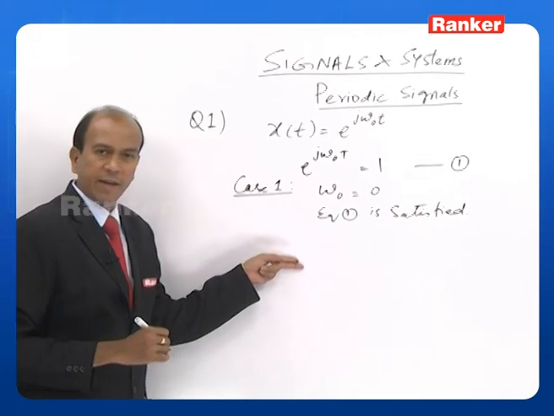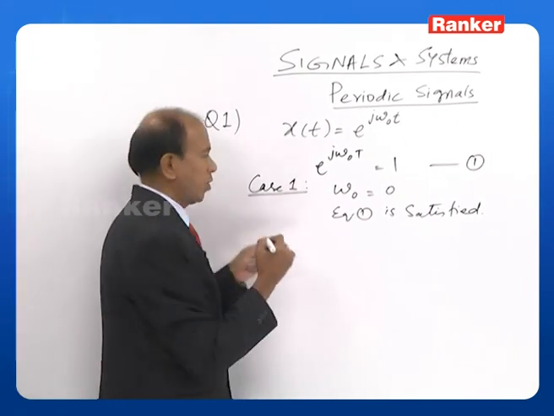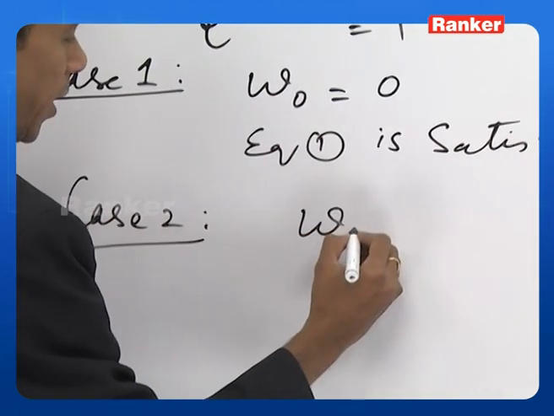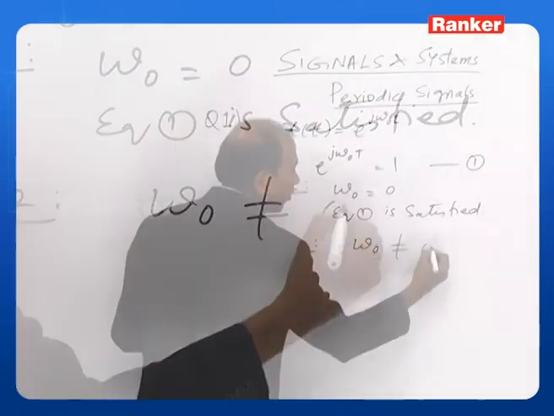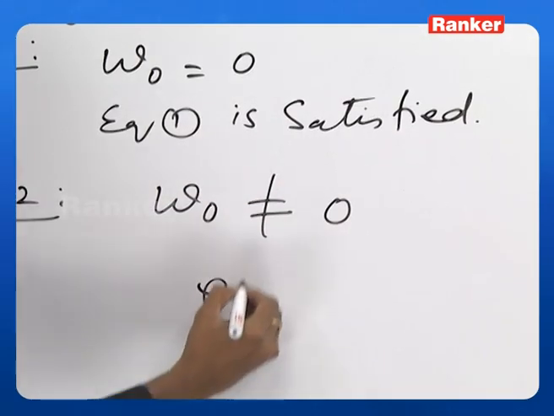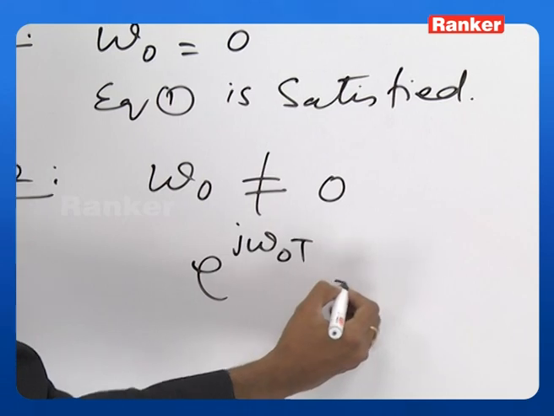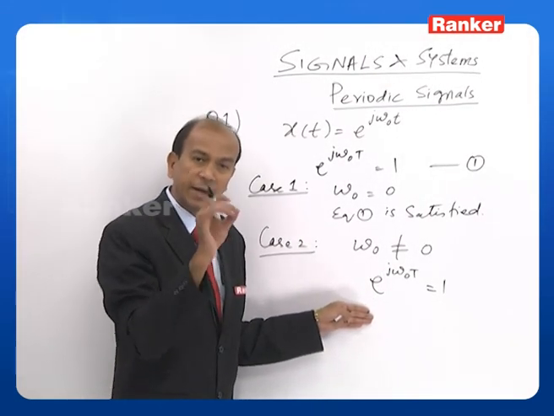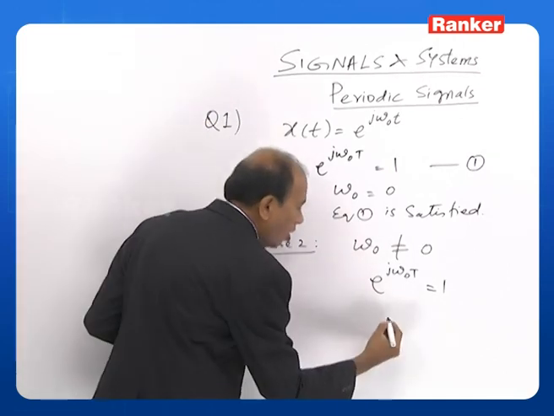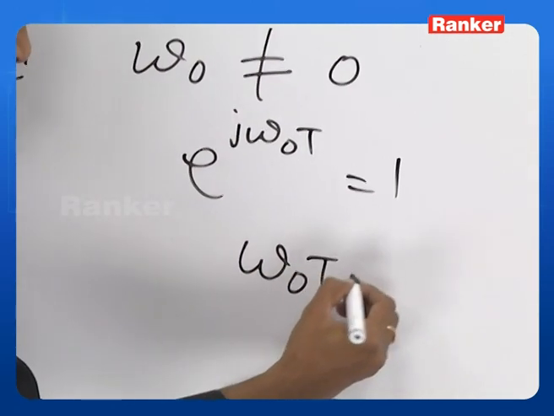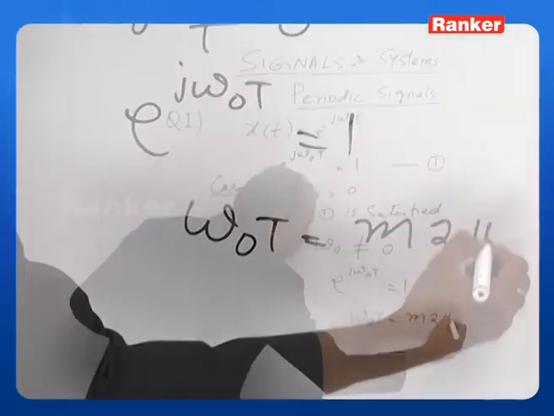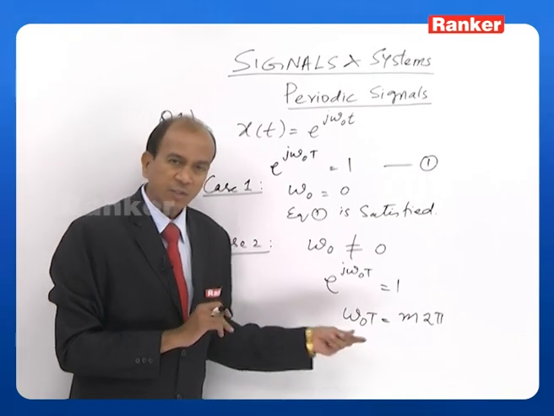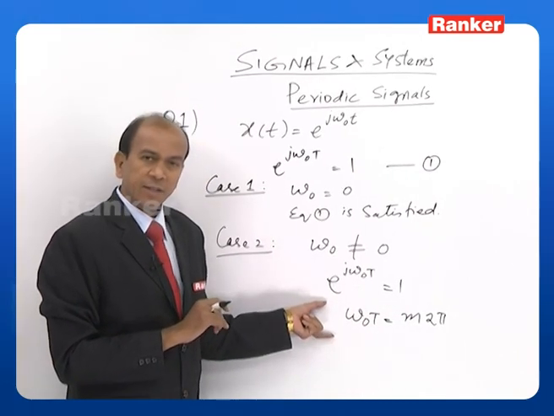Okay. Let us take another case, case 2, where omega naught is not equal to 0. Then e to the power of j omega naught t is equal to 1 can be satisfied only under this condition. What is that condition? Omega naught t must be equal to m into 2 pi, where m is any positive integer. So, this condition must be satisfied.